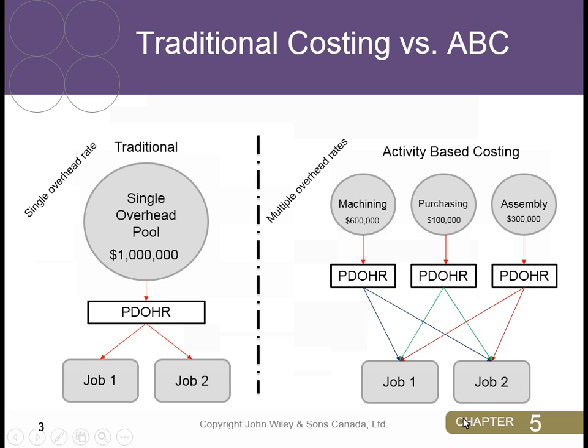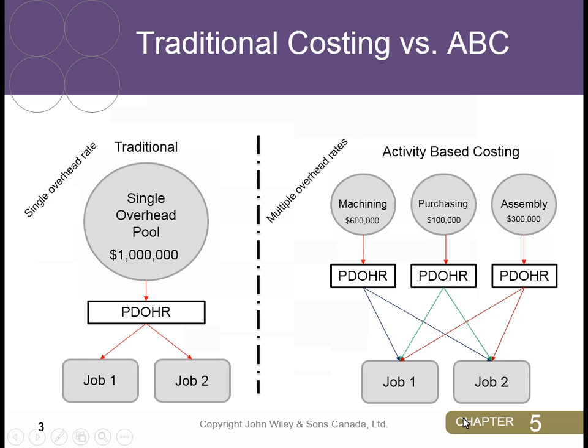So you can see right here for job 1, we're going to take our machining overhead and we're probably going to divide that by something like number of machine hours. And what we're going to end up with is a predetermined overhead rate per machine hour. So for job 1, I'm going to allocate my direct materials, I'm going to charge my direct labor, and then when I'm allocating overhead, based on the number of actual machine hours job 1 used, I'm going to multiply it by this predetermined overhead rate.